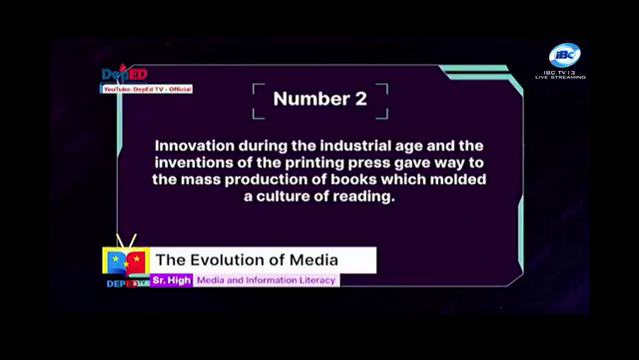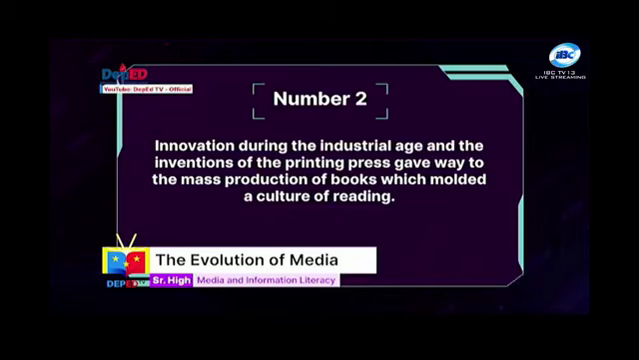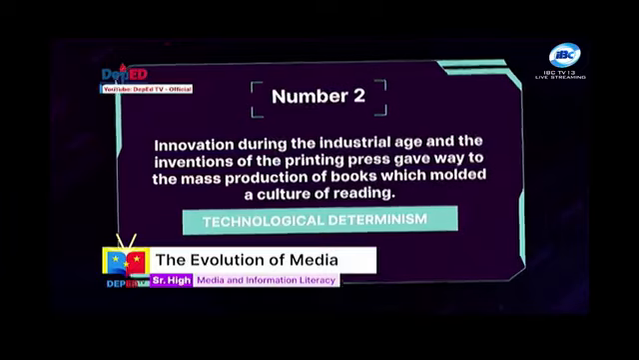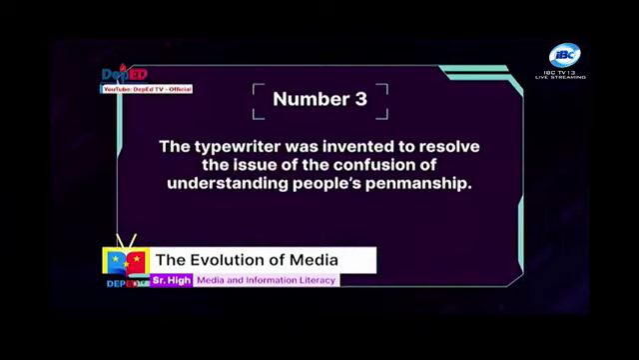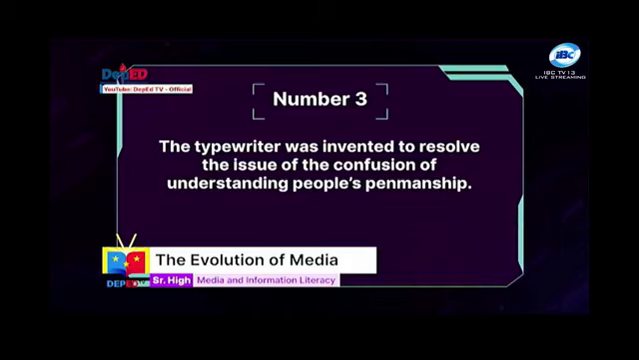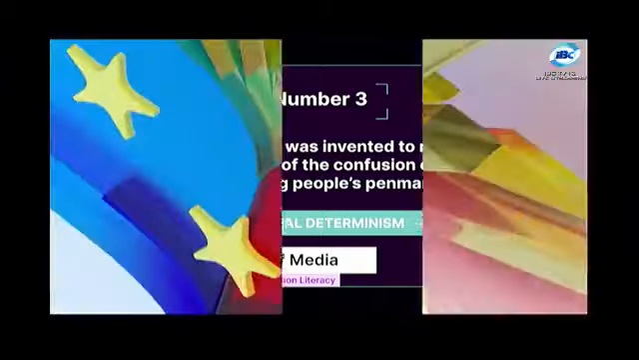Number 2. Innovations during the industrial age gave way to the mass production of books, which molded a culture of reading. If your answer is technological determinism, you hit the nail on its head. Number 3. The typewriter was invented to resolve the issue of the confusion of understanding people's penmanship. If your answer is cultural determinism, good job!